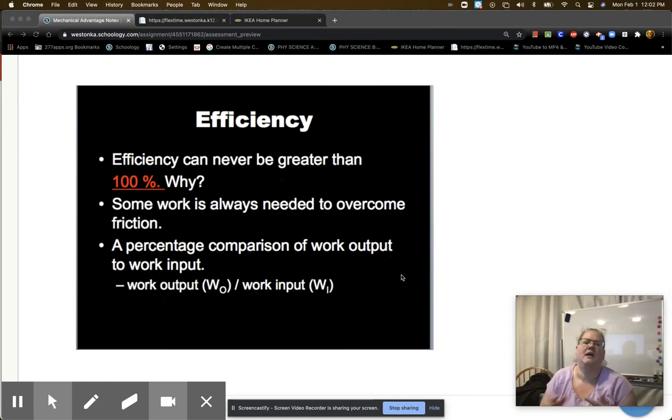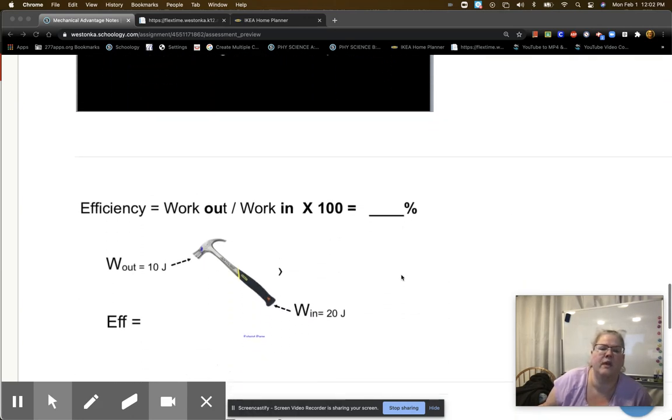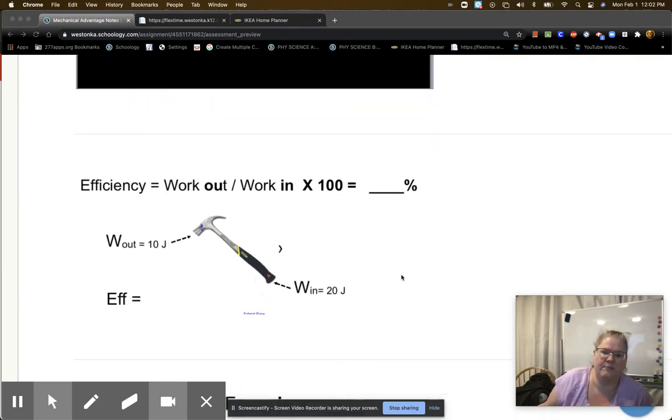Efficiency can never be greater than 100%, because some work is always needed to overcome friction. It's the percentage comparison of work output to work input. So efficiency is work output divided by work input. Again, another thing you should put in your notes. So efficiency, output divided by input: 10 divided by 20 would be 0.5, times 100 would be 50%.